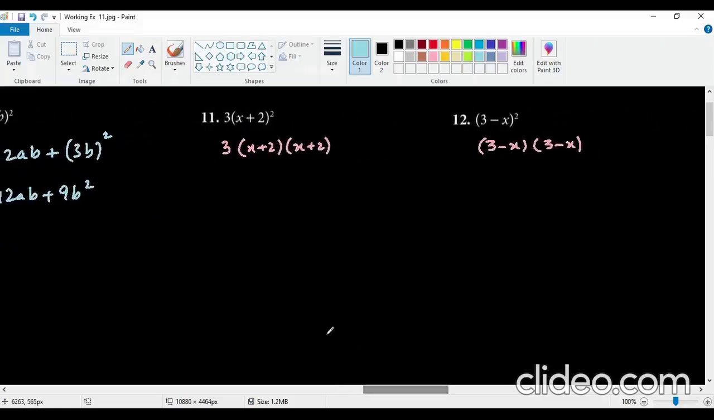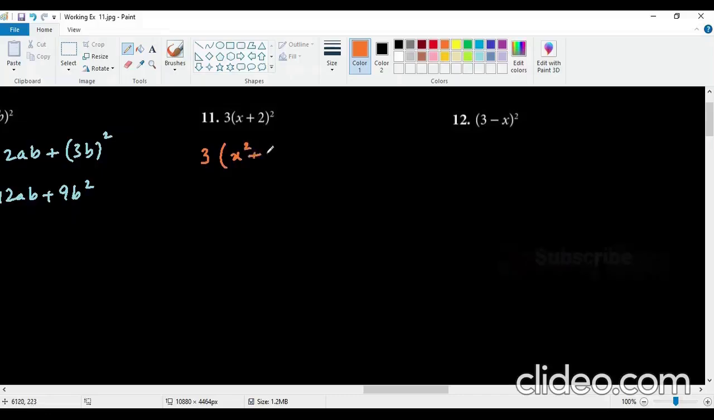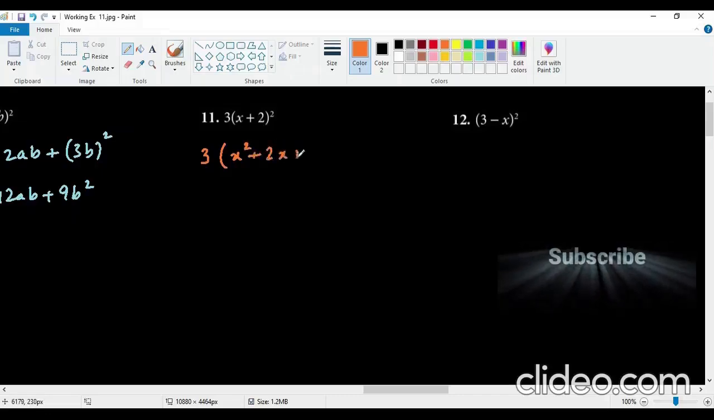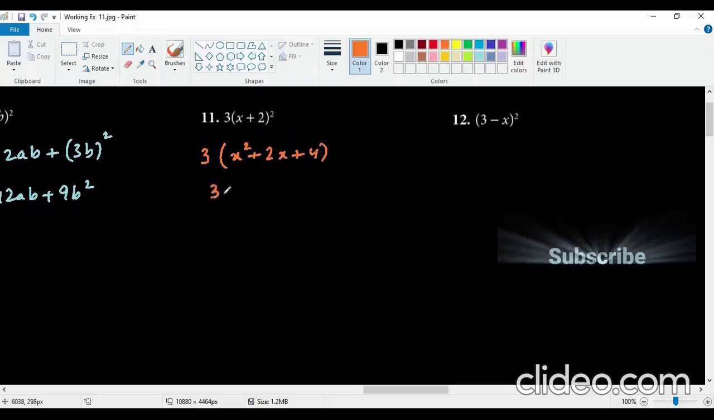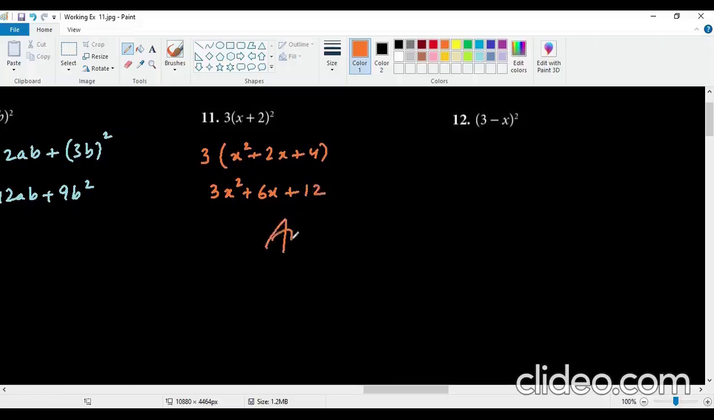Next one, I am changing this now so that you can have a good practice on this type of questions. 3 is going to be multiplied by x square plus 2x plus 4 using a formula. When multiplying by 3, so 3x square plus 6x plus 3 times 4 is a 12, is going to be your answer. Moving on to question number 12.